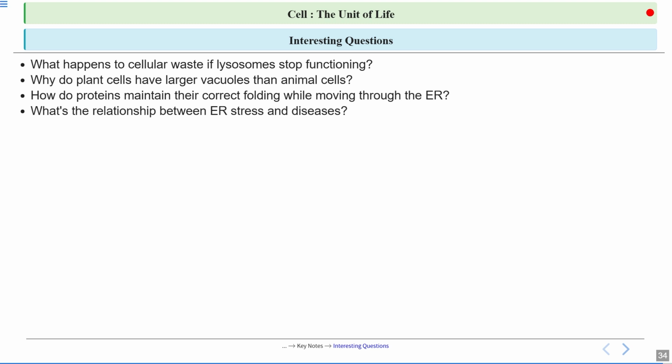So, is there any relationship between endoplasmic reticulum stress and some diseases? Next is, how do vesicles know their correct destination in this cell? Means, how do they know where to go?